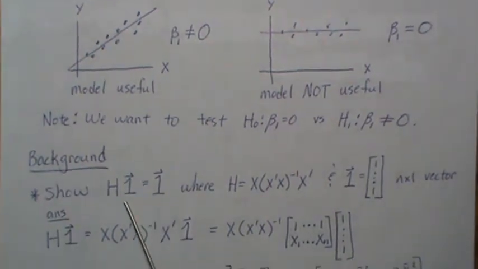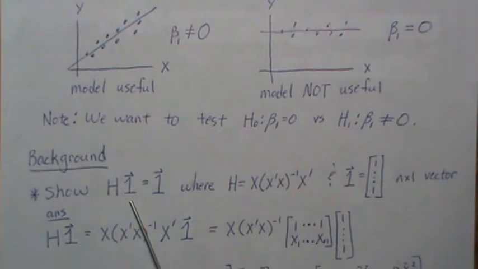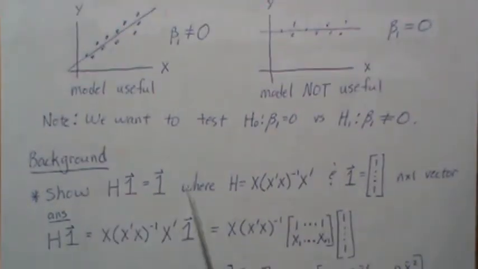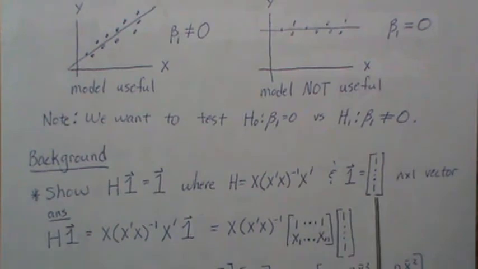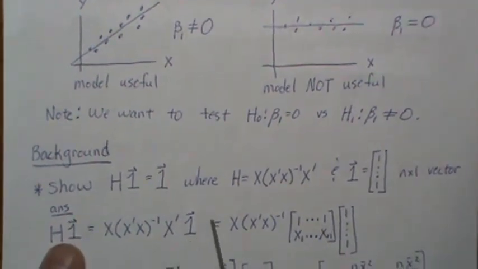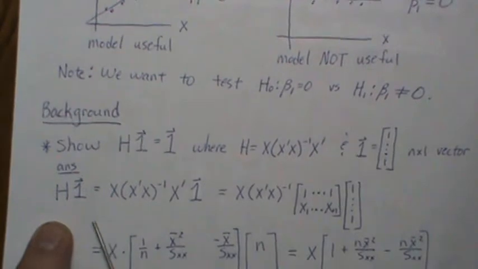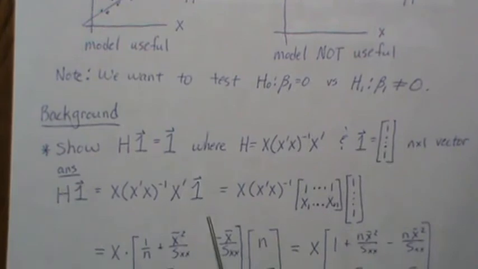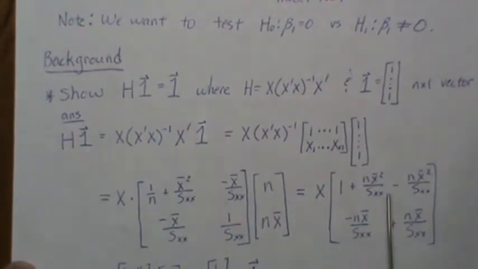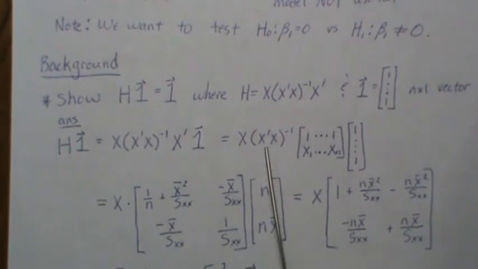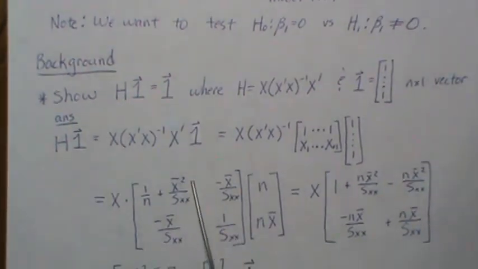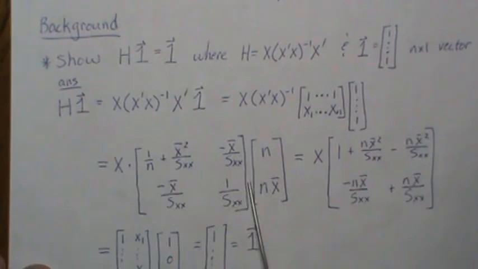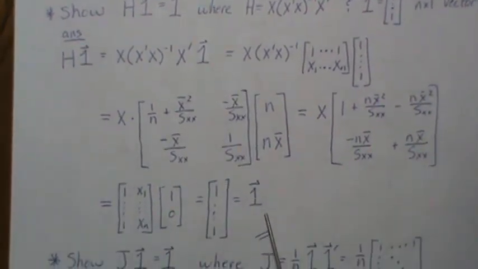So here we want to show that H1 is equal to 1, and this is a 1 vector. It's a constant vector of ones, and H was the hat matrix defined like this. Essentially, to prove it, you just start listing the things. So this is H and that's 1, and you just go through the derivations. This X transpose X inverse we showed in a previous video was this, and you go through the math and you get 1.